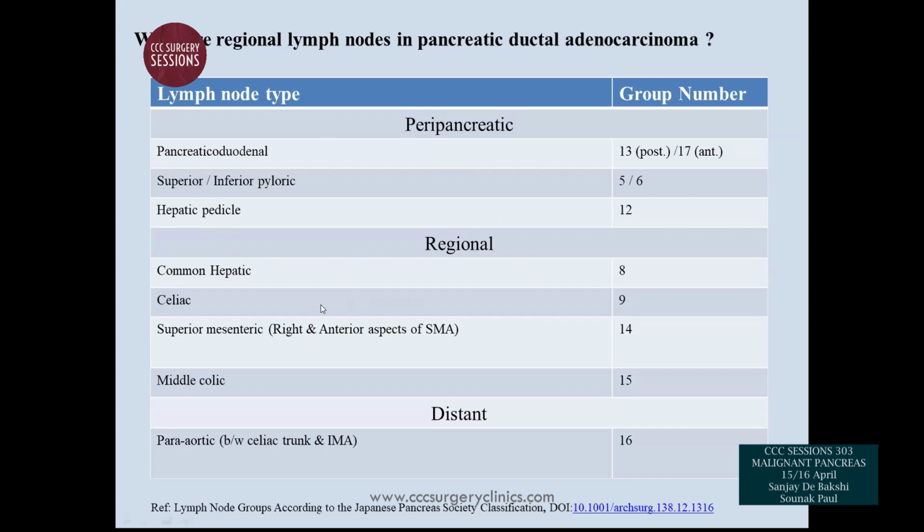Then there are the regional lymph nodes. These are the perivascular lymph nodes along the celiac artery and the common hepatic artery, the superior mesenteric artery, and the middle colic artery. The nodes on the right and anterior aspect of the superior mesenteric artery are regional for a pancreatic head mass. However, those on the left-hand side of the superior mesenteric artery are not regional for a pancreatic head mass. And any para-aortic lymph nodes are distant metastatic lymph nodes.